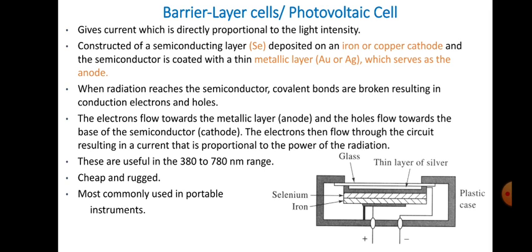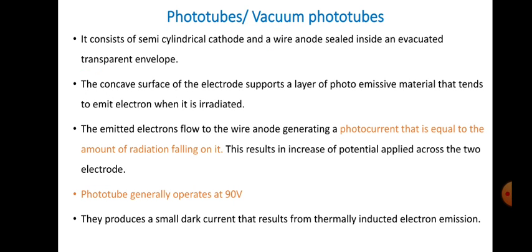So, these kind of barrier layer cells or photovoltaic cells are usually useful in between 380 to 780 nanometer range. That means they are mainly useful in the visible radiations. So, they are cheap and they are rugged and most commonly used in the portable devices. Okay. So, that is the use of barrier layer or photovoltaic cell.